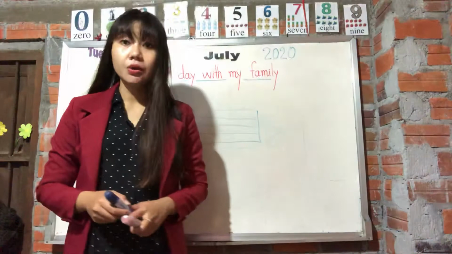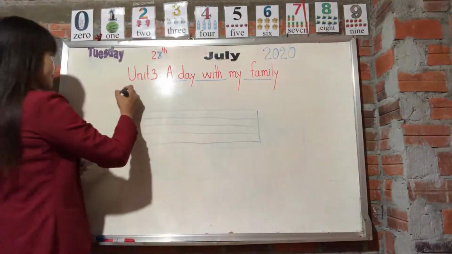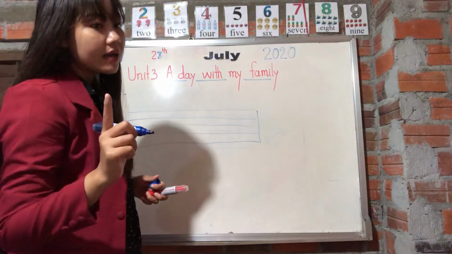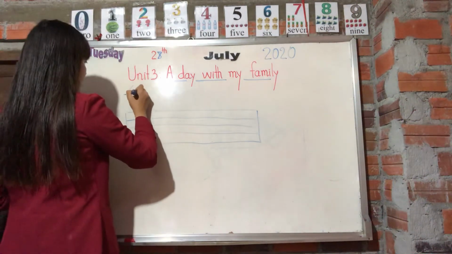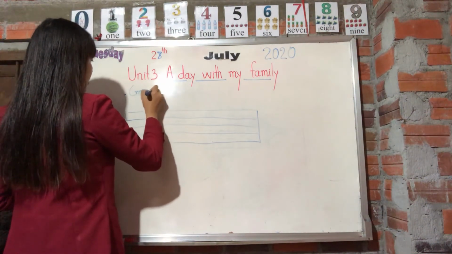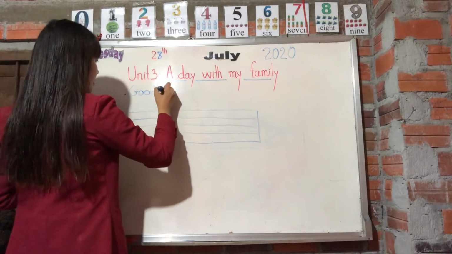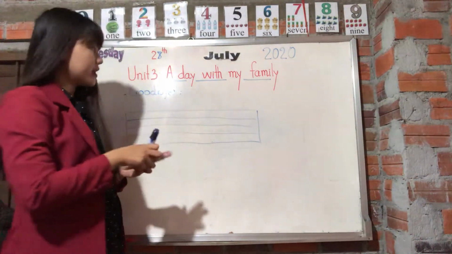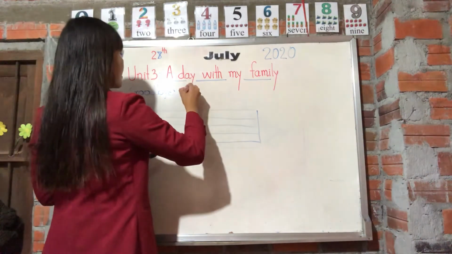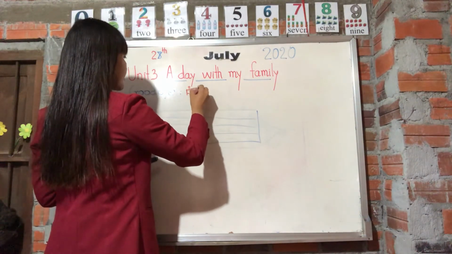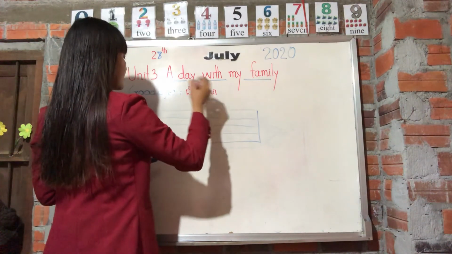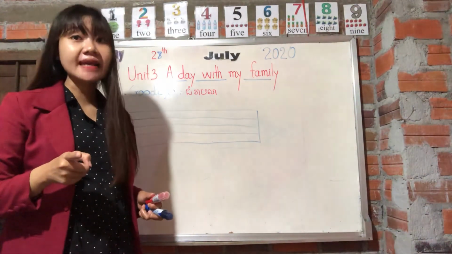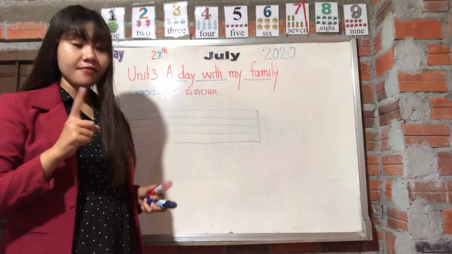So the first word is goodbye. Okay, goodbye, spell. Goodbye, spell. Again, please. G-O-O-D-B-Y-E. Very good. In Khmer. Yeah. Goodbye. And one more word, class. Yes, play, play, play. Play, spell. P-L-A-Y. Very good.